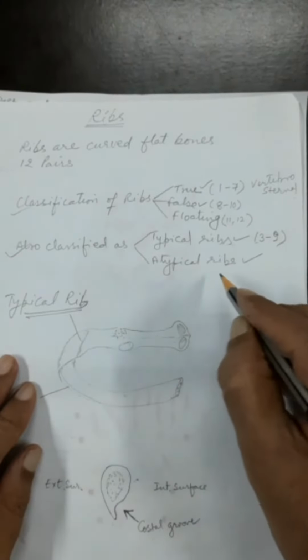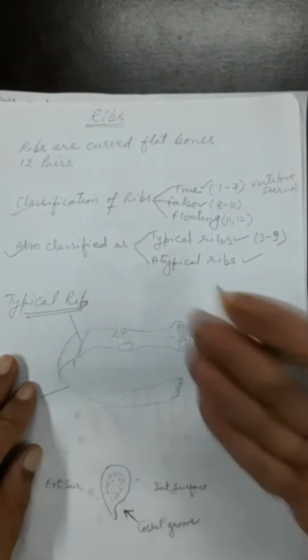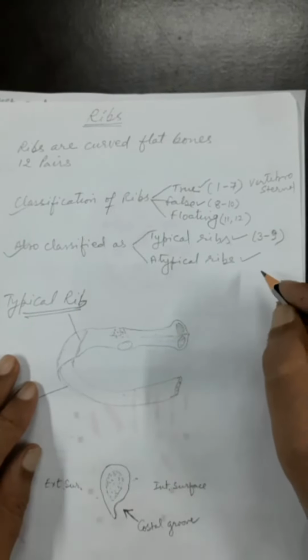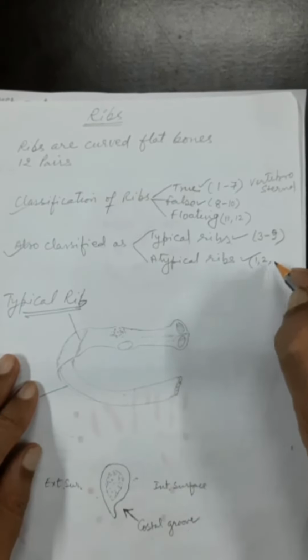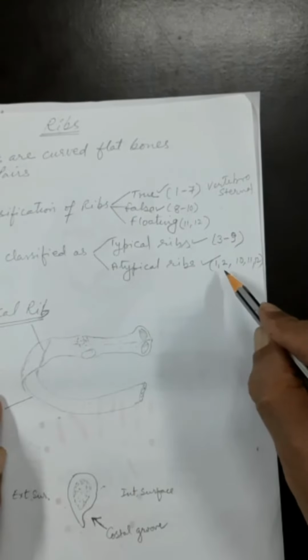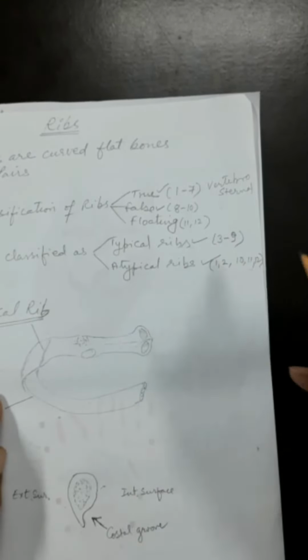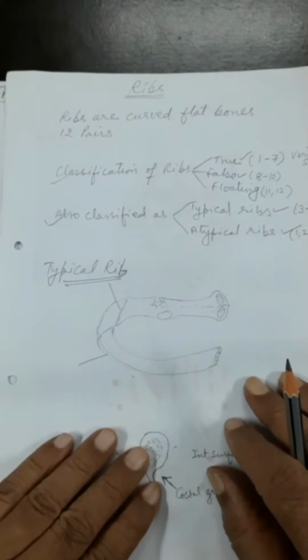While atypical ribs means they have their own features which do not resemble any other rib. They have their specific features, and these ribs are 1 and 2, that means first rib, second rib, and then the 10th, 11th and 12th rib. So there are 5 ribs which are atypical, where the features don't resemble each other. First rib, second rib, 10th rib, 11th rib and 12th rib. They have their own features, so they are called atypical. So these were the two classifications to divide the ribs.